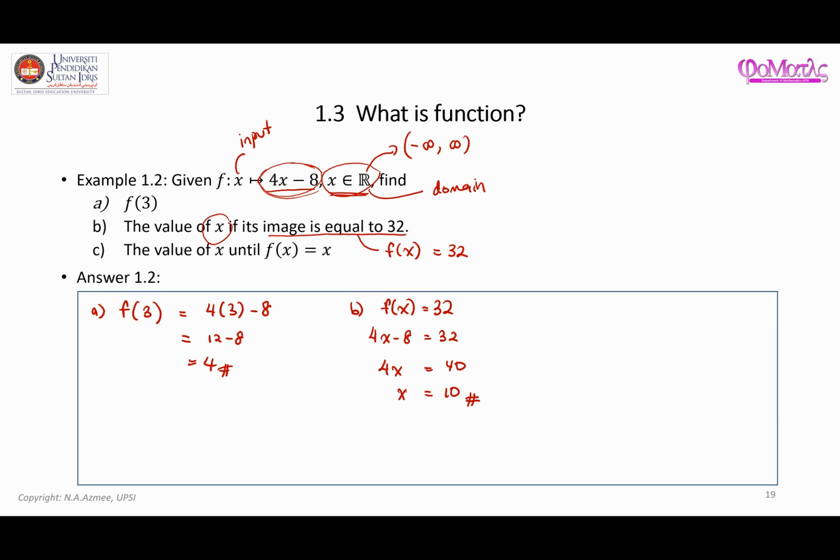And finally, what is the value of x such that f(x) is equal to x? So here we have f(x) must be equal to x. So what is this function? This function is 4x minus 8. So we're going to substitute that into it. So we get x equals 4x minus 8. Next, you will be able to get that 3x is equal to 8, and finally x is equal to 8 over 3. Okay, so this is just a simple example to illustrate the idea of a function or the process involved in function.